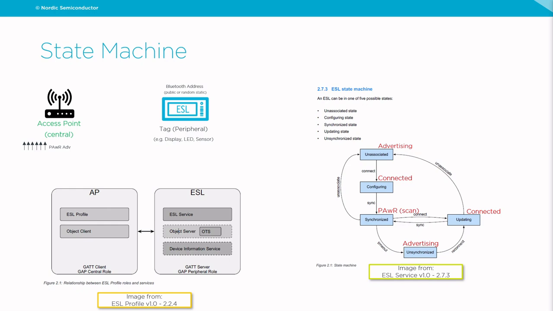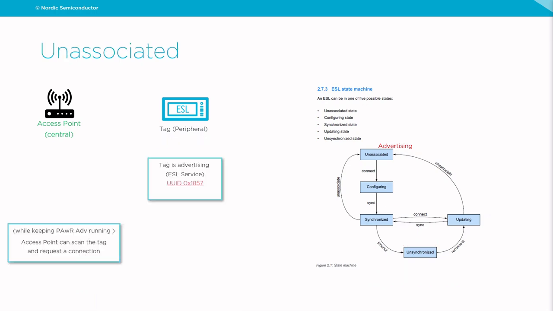Now, in the following slides, we will see the entire state machine starting from a new ESL as defined by the service, and we will cover all the major operations and interactions with the access point. So let's say that we have taken a new ESL tag which has never been associated to any access point. So this tag is in an unassociated state, as you can see in the state machine.